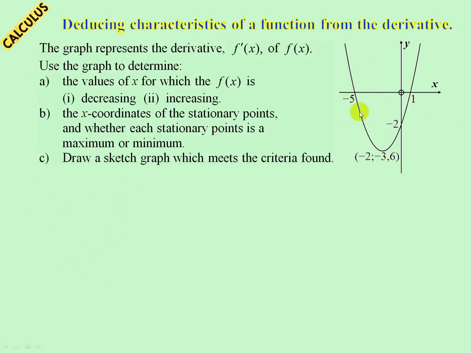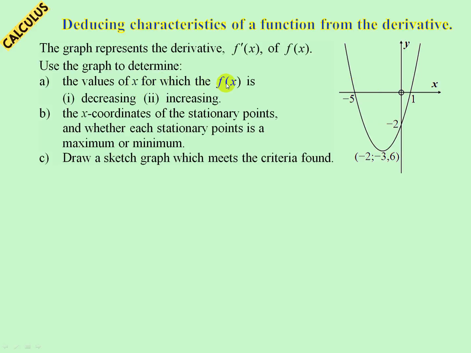Another example. This time the derivative is a parabola, which means the original function must be a cubic. Once again, the graph represents the derivative. At this stage, that negative 2 tells you nothing about the original function. That's just a y value of negative 2 on the derivative. This turning point doesn't tell us anything really about the original either. What tells us is these 2 points here and whether this graph is above or below the axis.